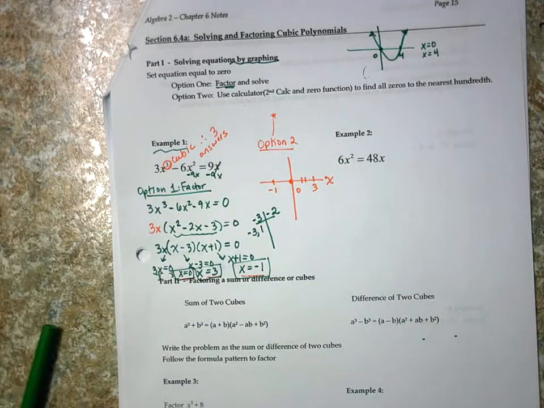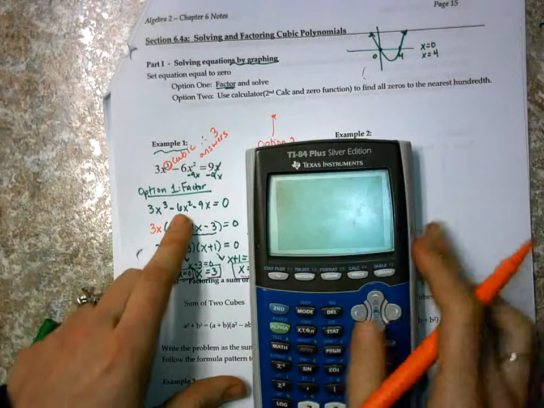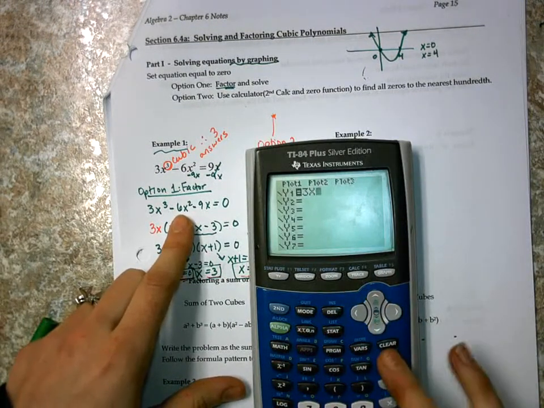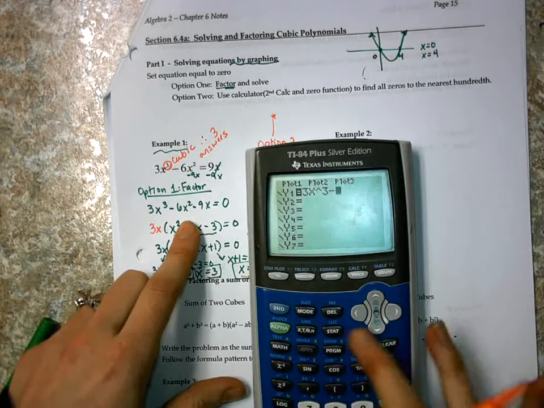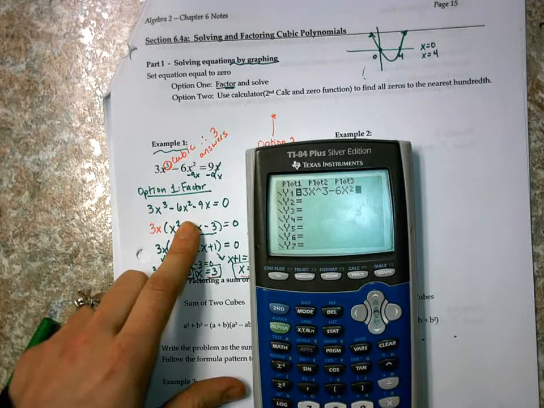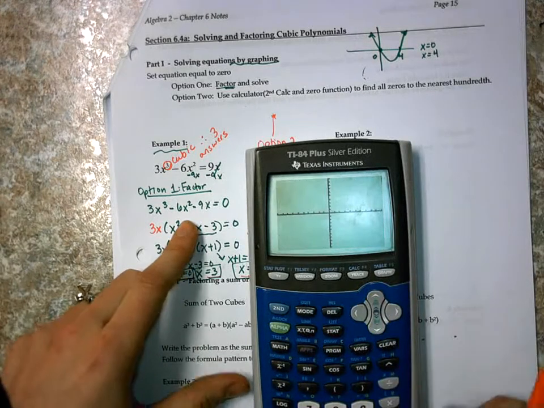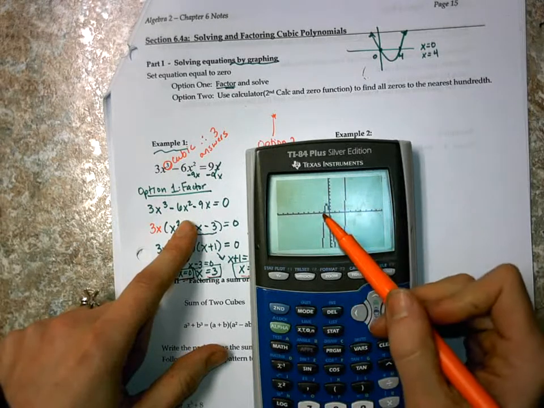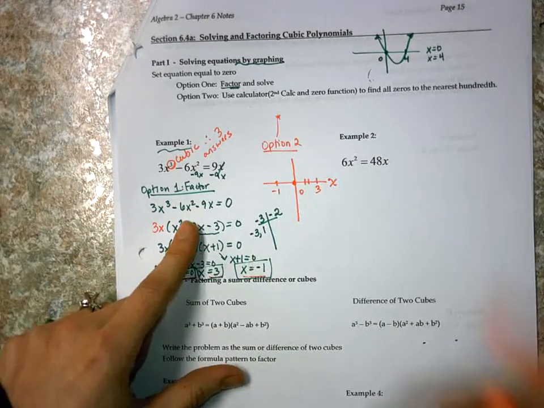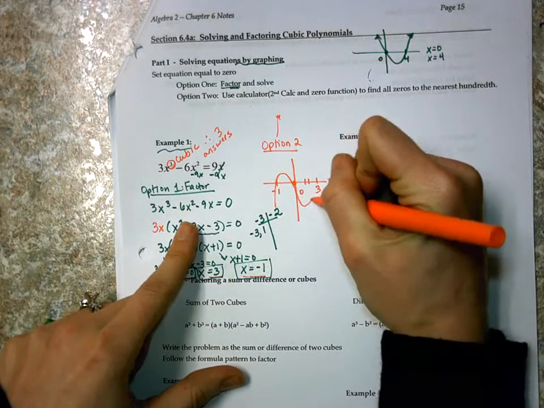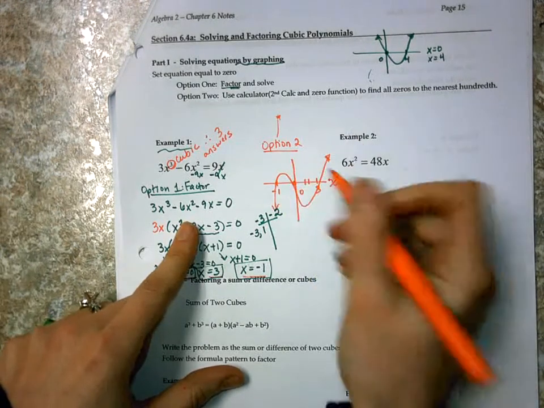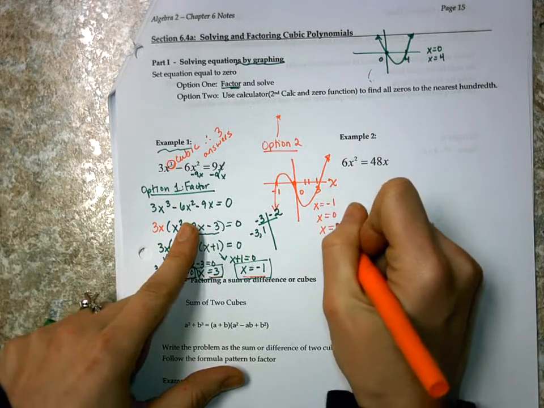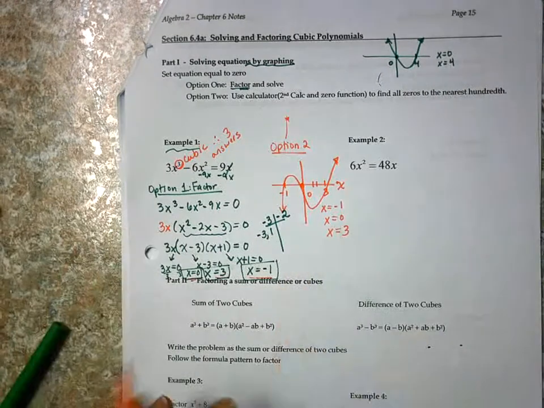So I'm going to show you the graphing calculator. I'm going to plug that in, y equals 3x cubed minus 6x squared minus 9x, and I graph it, and 1, 2, 3. Yes, I have a 0 at negative 1, 0, and positive 3. So I could use my graphing calculator to solve this as well, and I find my 3 zero values, x equals negative 1, x equals 0, and x equals 3. So looking at that, you kind of have two options.